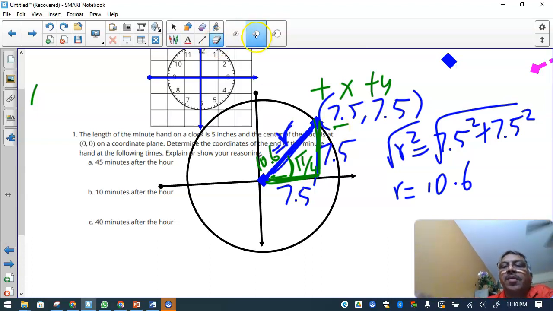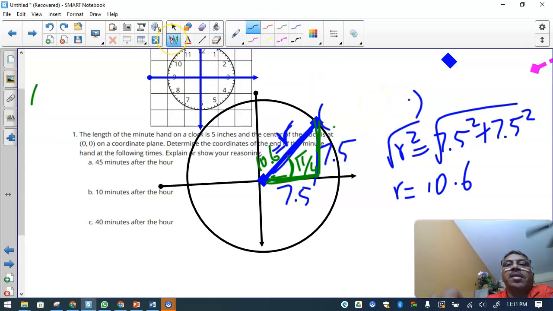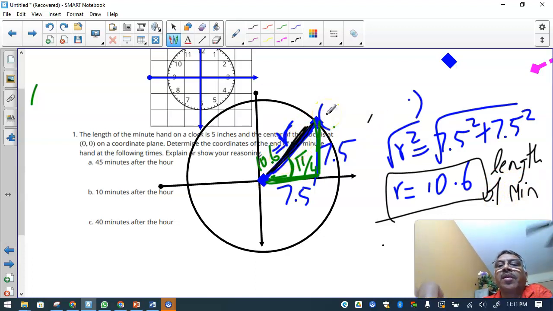The question was asked, what is the minute hand? So this is the length of the minute hand, 10.6. But when you want to find the coordinates, you have to be careful. They gave you this is 7.5, this is 7.5. So the x here is 7.5 and the y is 7.5, both positive are given, so it has to be in the first quadrant.